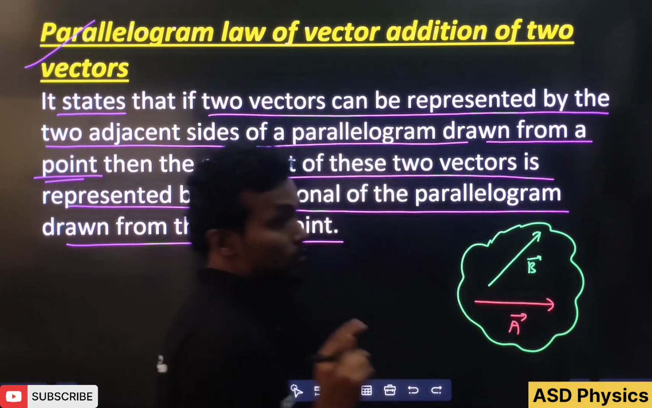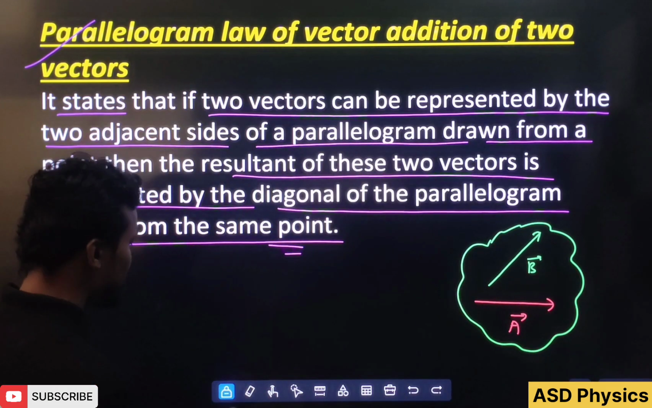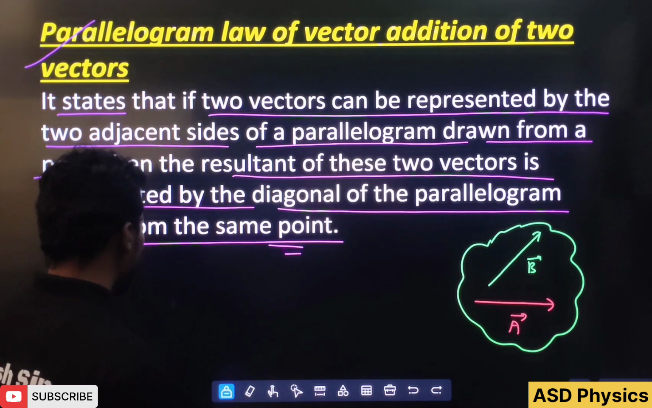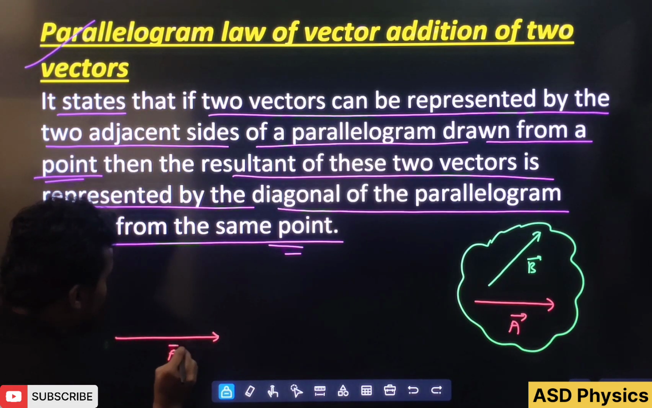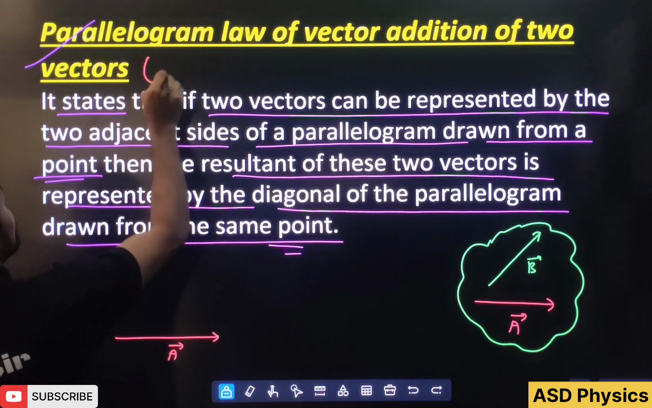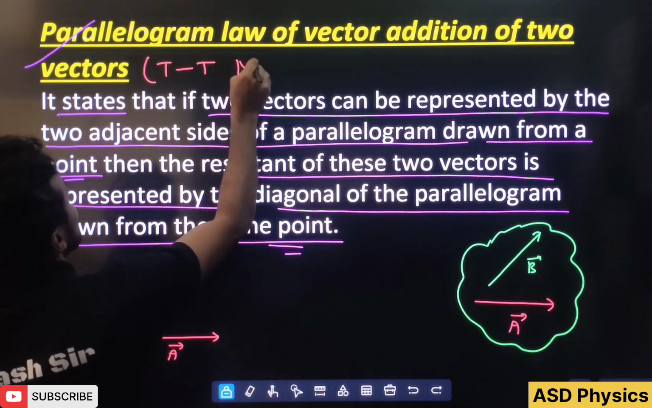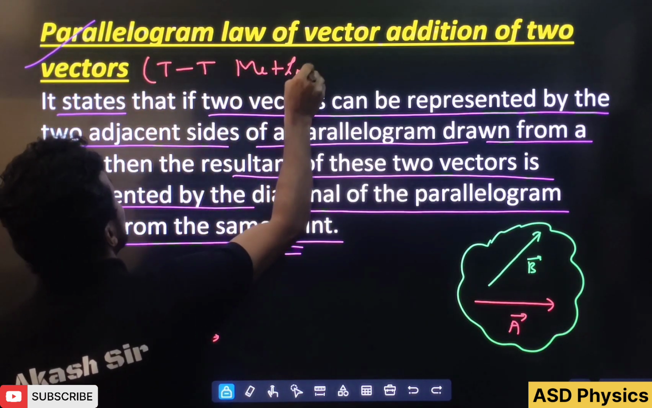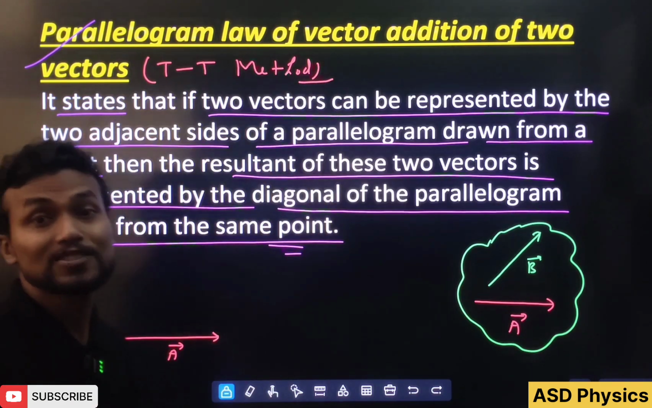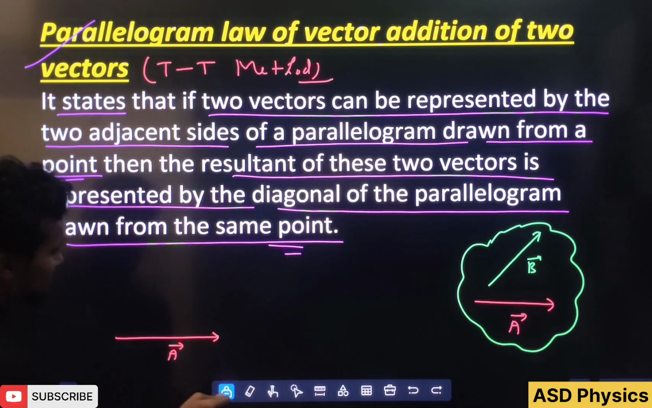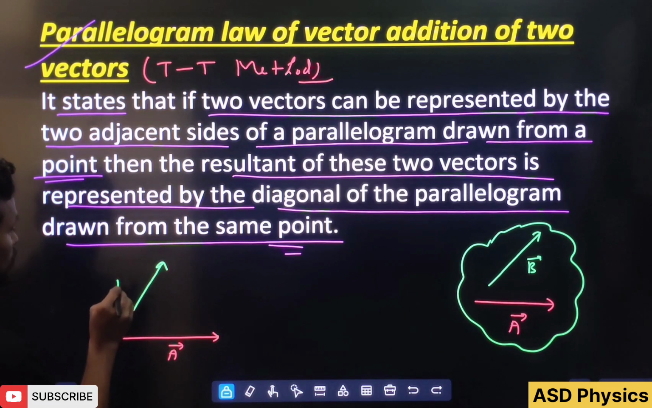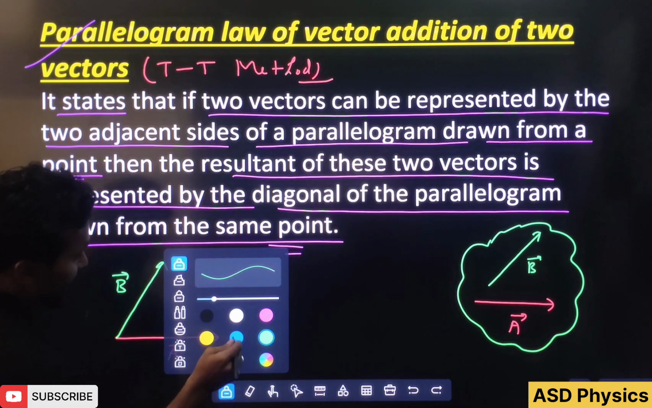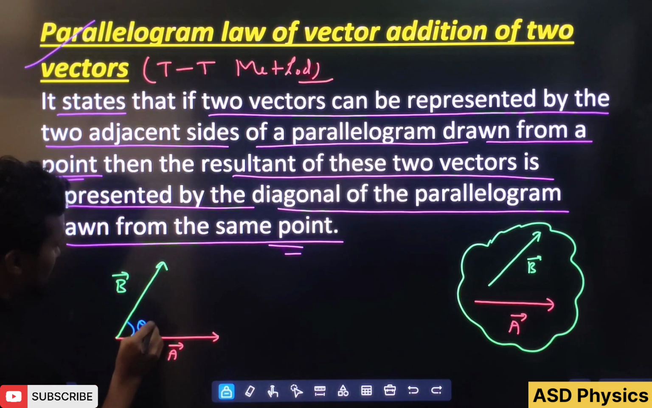We want to add them by the parallelogram method. See here, students, this is vector A. And remember, this parallelogram method is also called the tail to tail method. Like the previous one was the head to tail method, this one is the tail to tail method. So this is vector A. Now from this point I will draw vector B. Now you can see the angle between vector A and vector B is here. This is the tail to tail method.